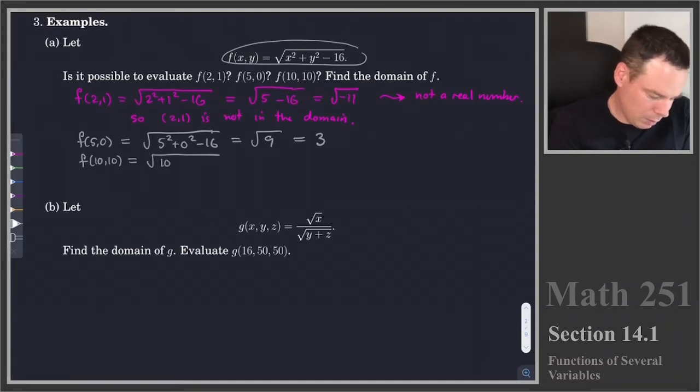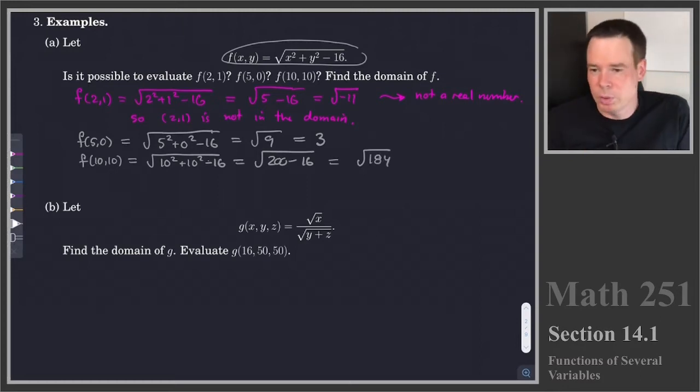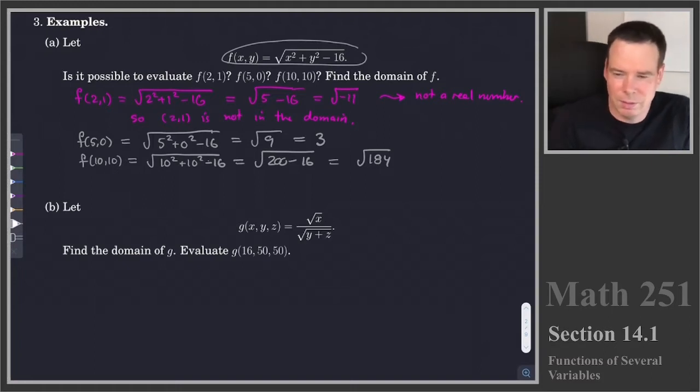How about if I plug 10, 10 in? I get 10 squared plus 10 squared minus 16. So that's the square root of 200 minus 16, or the square root of 184. That's a real number. That's the exact value, but if you wanted to work out a decimal, you could put it in a calculator or a computer and get a decimal expansion of that. It's all fine. I'm just going to leave it in the exact form, which is perfectly acceptable, square root of 184.